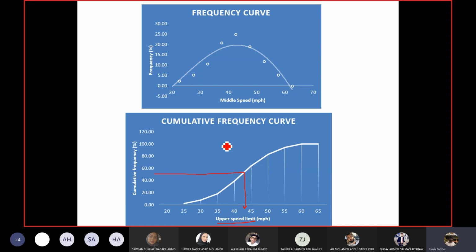Then for mode, which graph should I use? Frequency or cumulative frequency? Frequency curve. Okay, and which value is the mode? In the frequency graph, the one which has the highest y value is your mode. So you go to the highest y value and drop the perpendicular on the x-axis. The speed value is your mode, not the value of y. Y is the frequency. We want the speed. Okay, mode is speed. So this is how you find out the mode.